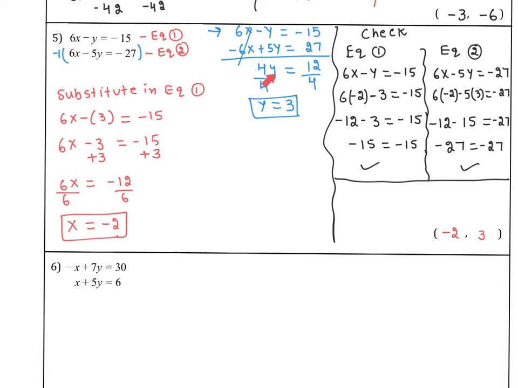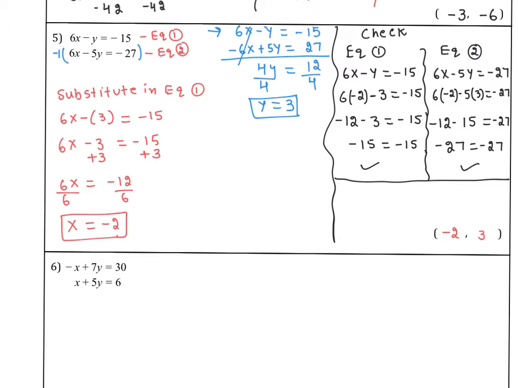Add them, you get 4y equals 12. Divide by 4, you get y equals 3. Plug this y equals 3 into one of the original equations. I'm choosing equation number 1 and putting y as 3. 6x minus 3 equals negative 15. When you add 3 on both sides, 6x equals negative 12. Divide by 6, you get x equals negative 2. So your coordinate is negative 2 comma 3.